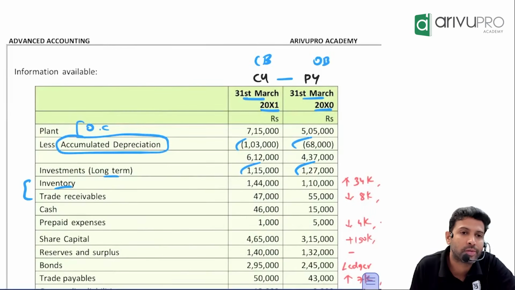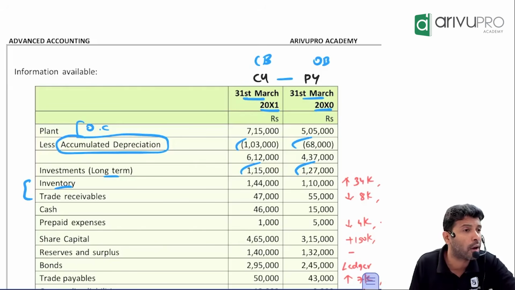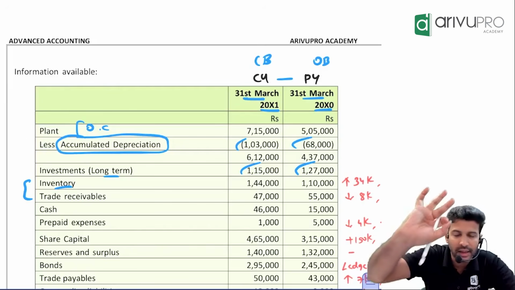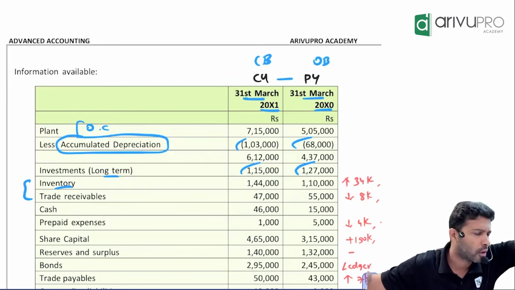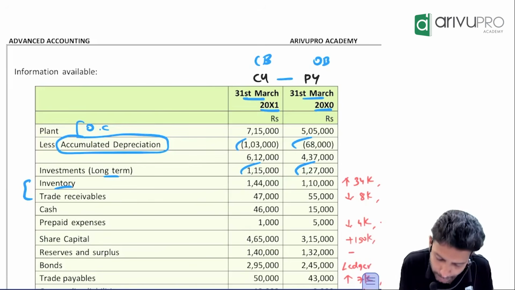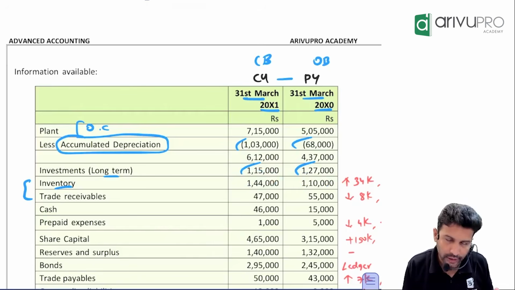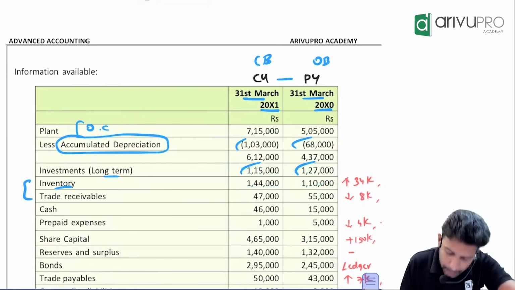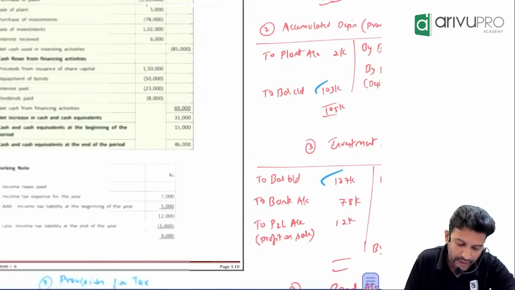Inventory, trade receivables. Where will it come? In the indirect method, these operating current assets and operating current liabilities come under working capital changes. Should we worry about bad debts, discount on debtors, and so on, or only the opening and closing comparison? How much opening? 110. How much closing? 144. Decrease or increase? How much increase? What is the difference of these two? 34. Increase in current asset means minus. So 34, what do you have to do? Minus, under working capital changes.